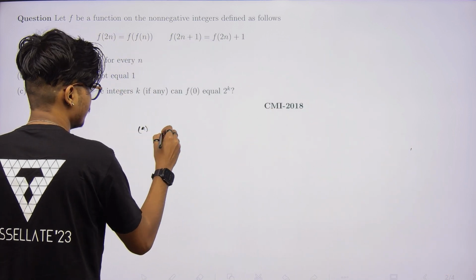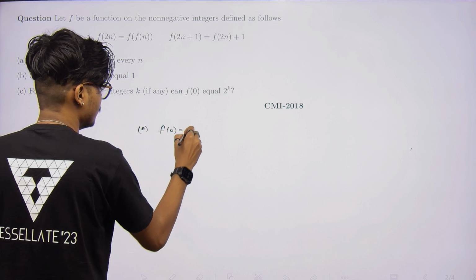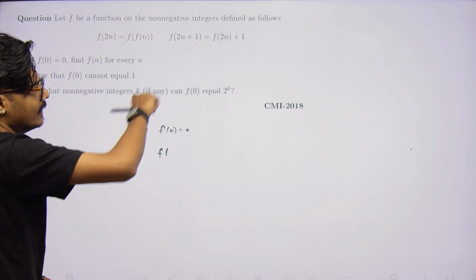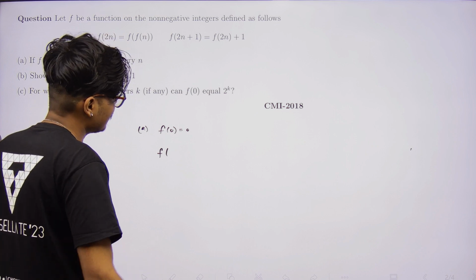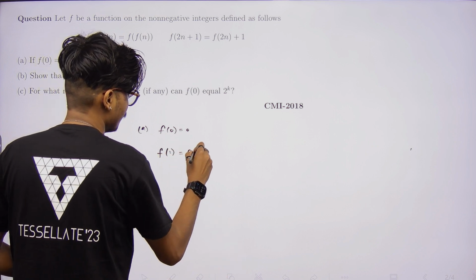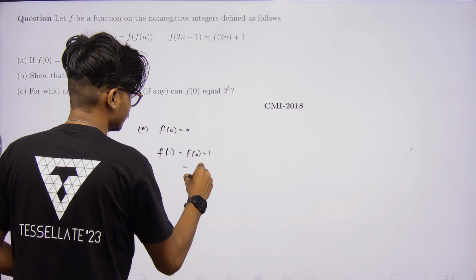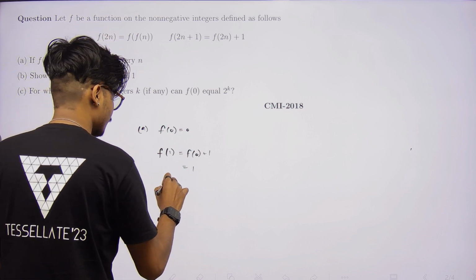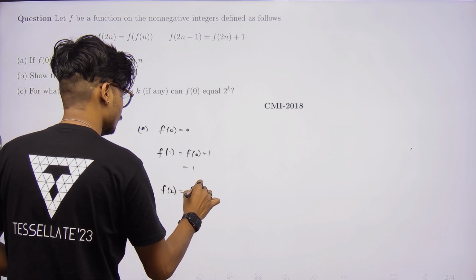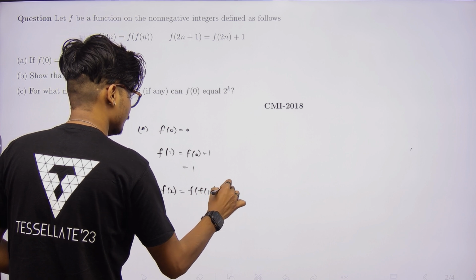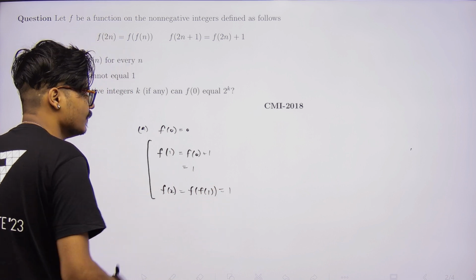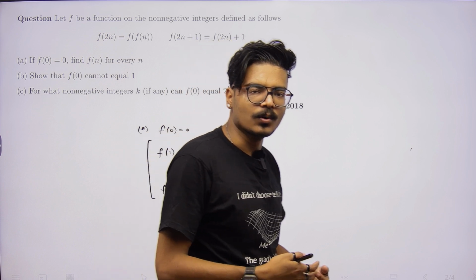So for the first part, observe that f of 0 is 0. Using this value, if you plug in n as 0 in the second equation, you'll get that f of 1 is f of 0 plus 1, which just turns out to be 1. Similarly, you can calculate the value of f of 2 as f of 1, which is just 1. So these are your base values. f of 1 and f of 2 both turn out to be 1.